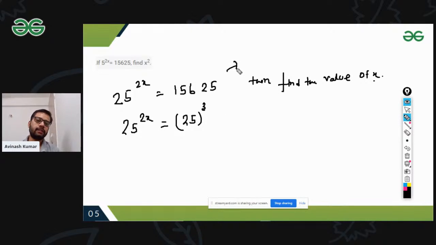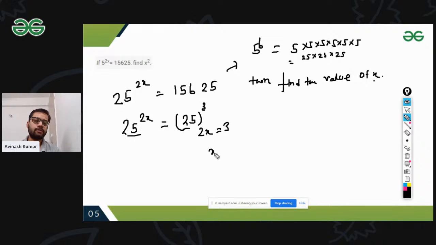Before I have written this like this: 5 to the power 6. Can I write this as 5 into 5 into 5 into 5 into 5 into 5? I can also write this as 25 into 25 into 25. This will give you 25 to the power 3. Since base is same, 2x is equal to 3. So x is equal to 3 by 2. Any doubt?